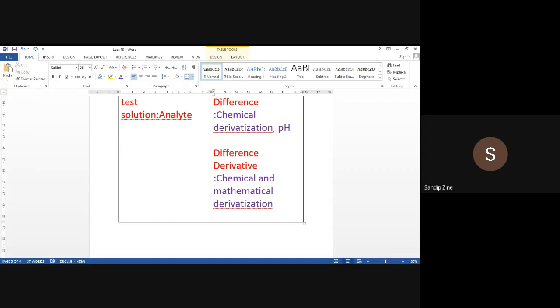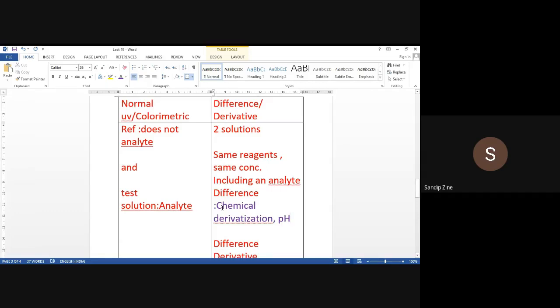The chemical derivatization of an analyte is carried out in one of the solutions, not necessarily the test solution. The difference in the absorbance of the two solutions is recorded and is plotted against the wavelengths. For example, we are going for difference derivative spectroscopy, doing chemical derivatization by changing the pH of the solution. Normally you observe a reference and a test, two clear-cut differentiations. Here, out of these two solutions, we can take any one.